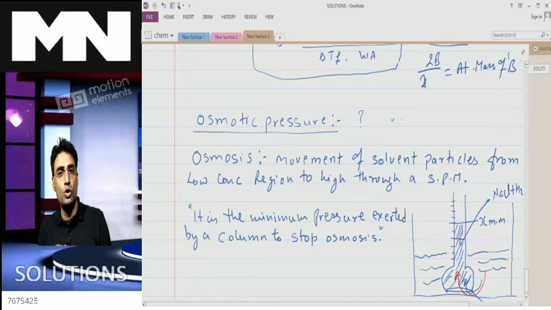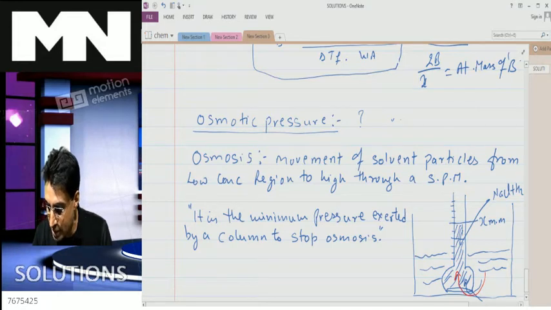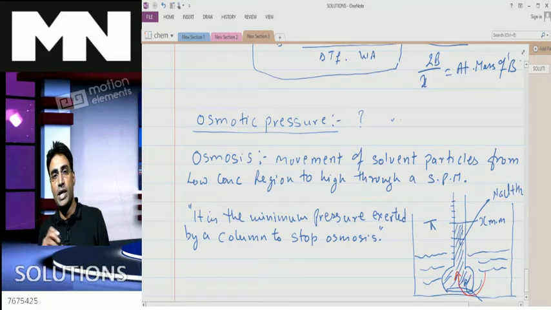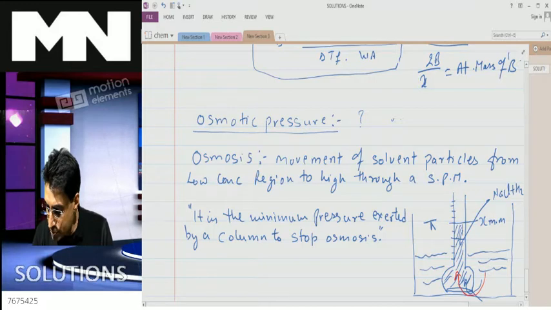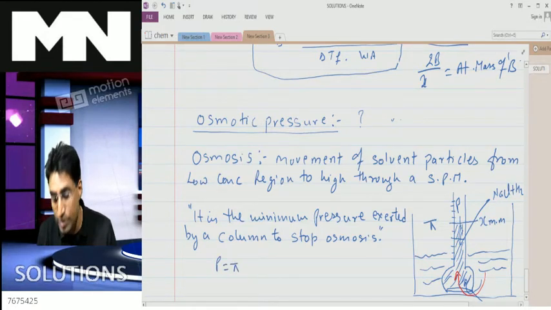Suppose in this case this x millimeter is the osmotic pressure, and I'm marking it with pi. Suppose the pressure of the column, I'm marking it with P. If the pressure of the column becomes equal to osmotic pressure, then no more osmosis occurs. Such a solution is known as an isotonic solution.